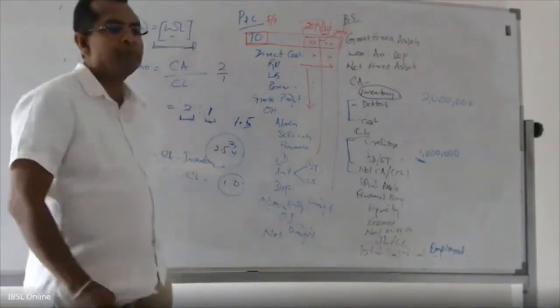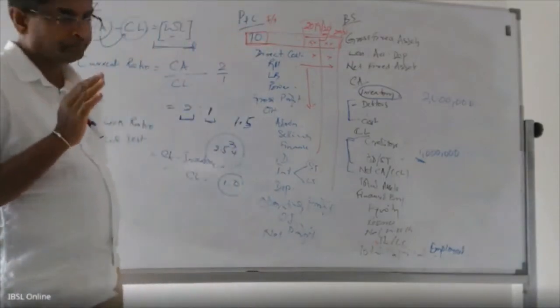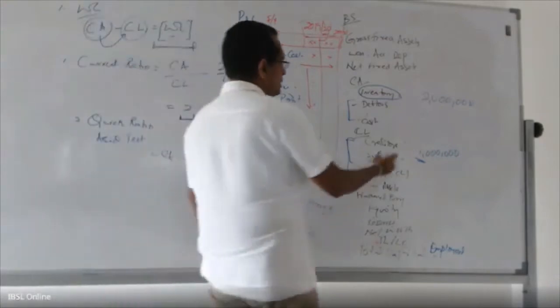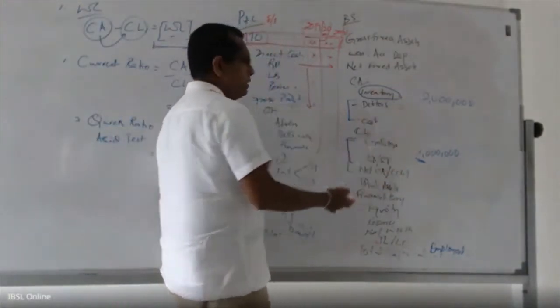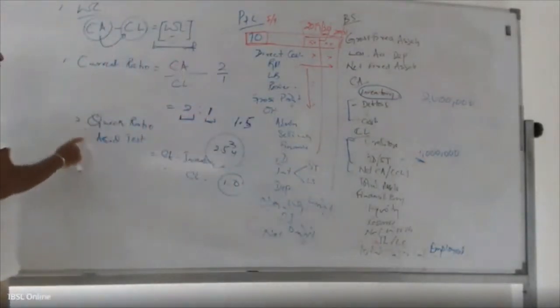One time, then it is a decent ratio. You can create any ratio. Cash cover ratio: cash divided by current liabilities. Like that you can generate any type of liquidity ratio. But these are the main two liquidity ratios.